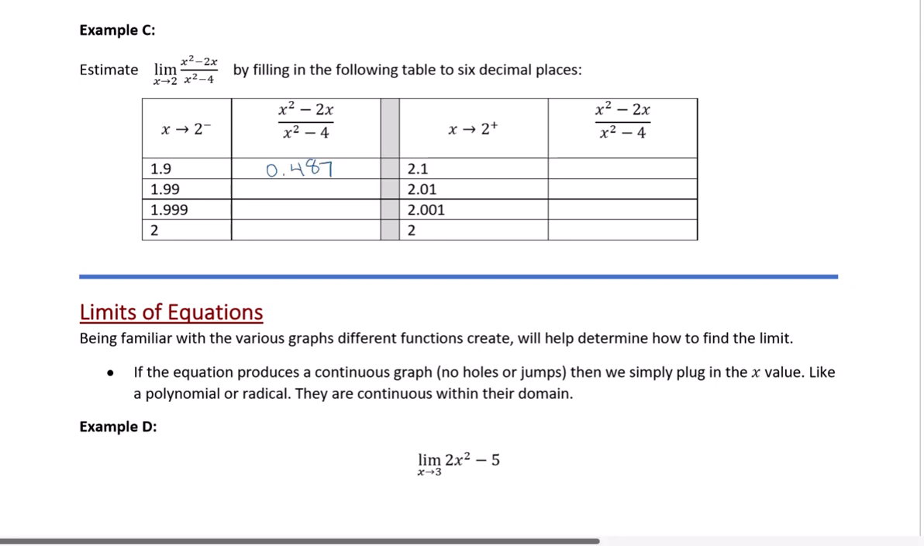0.487. Plugging in 1.99, we would get 0.4987, and then 0.49987. If you try to plug in 2, you're going to get an error. So notice the closer we get to 2, those values are getting closer and closer to 0.5.